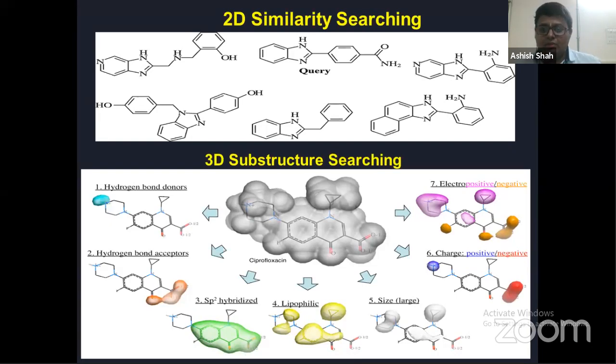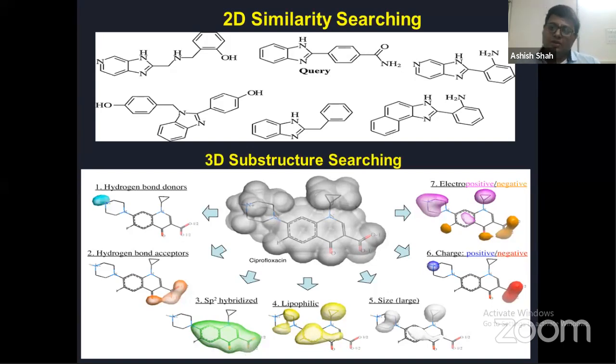Now the second thing you can do is 3D substructure searching. In the case of this 3D structure, 3D properties are involved. So you can see here hydrogen bond donors, acceptors, then lipophilic characteristics, electronic features, spatial features. Let me give you one example. Suppose you are using the ZINC database, just go through the ZINC database. You have an option to screen your compounds based on property.